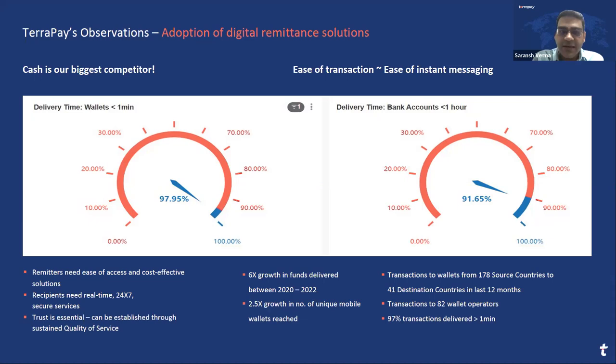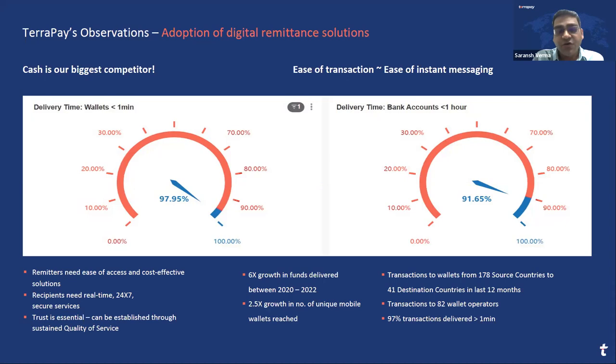I have put a screenshot of actual numbers from TerraPay's analytics showing how, within less than 1 minute, we have been delivering to several corridors: transactions within 1 minute through to wallets, almost 98% of transactions, and to bank accounts, wherever in countries where real-time payments are facilitated through payment schemes, almost 92% of transactions. We've seen that funds delivered through digital channels, and TerraPay is a purely digital channel, we do not do any direct cash payout service, have grown 6x.